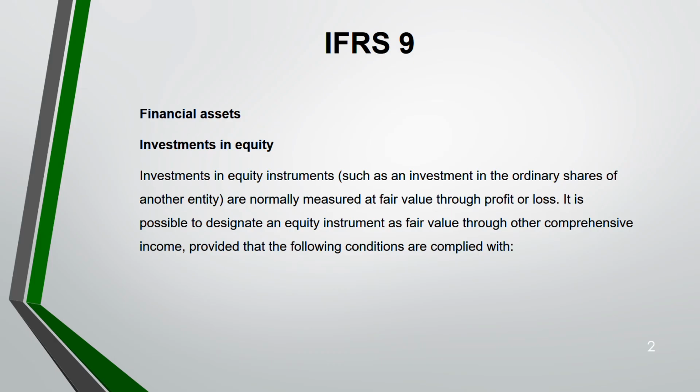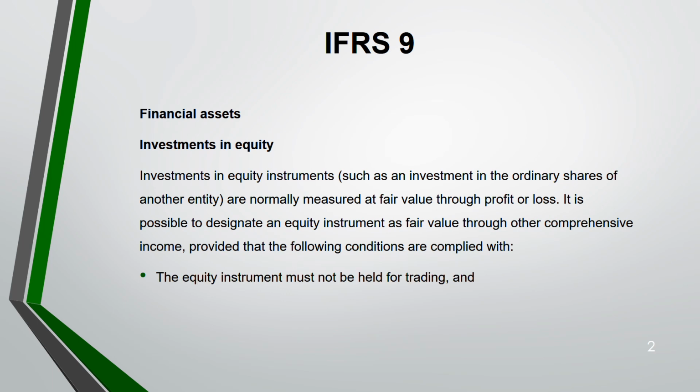It is possible to designate an equity instrument as fair value through OCI, provided the following conditions are complied with. What does it mean? We say that it is fair value through profit and loss, but there is an option for you. You can elect the fair value to go through other comprehensive income. This is only for investment in equity we are talking about. But to do that election, you have to meet the following conditions. If you are not meeting those conditions, it will always be in profit and loss. You can't take it to OCI.